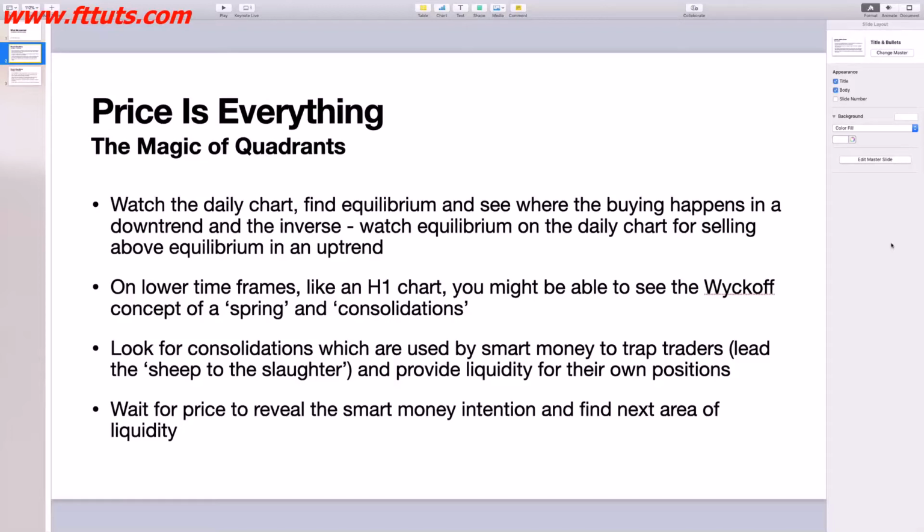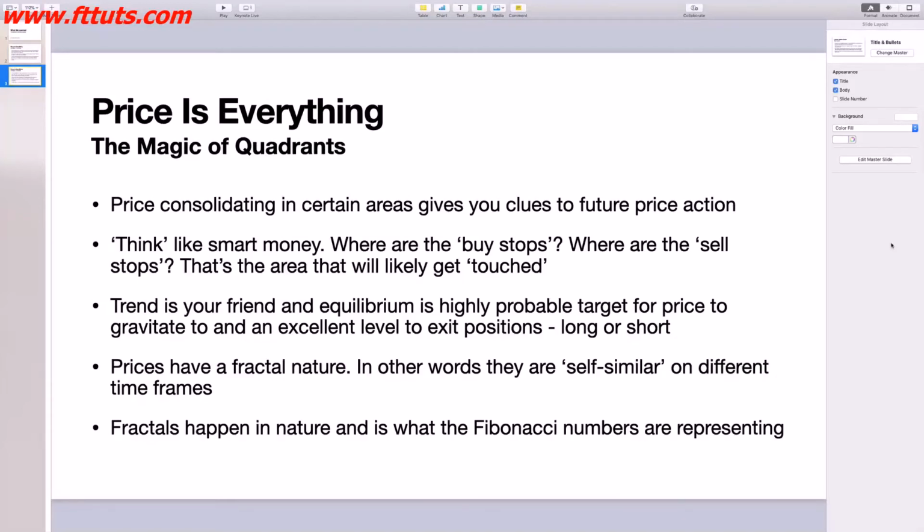So it's important to wait for price to reveal what the smart money intentions are and to find the next area of liquidity. Those areas of liquidity include the buy stops and the sell stops, and those are very, very important, as we mentioned in the last section. Price consolidating in certain areas gives you clues to future price action. Think like smart money. Where are the buy stops? Where are the sell stops? That's the area that will likely get touched.